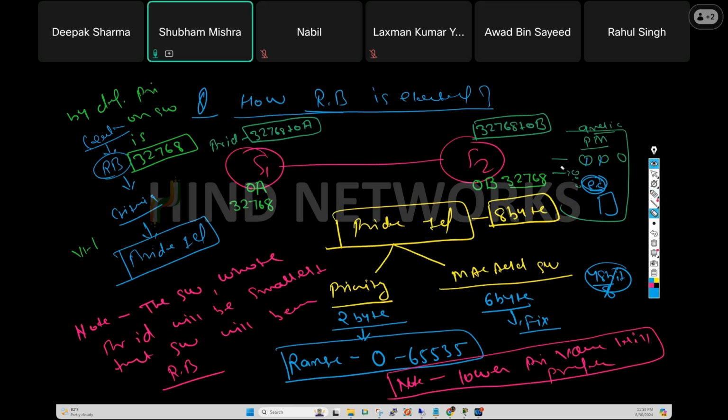Similarly, if there is switch number 1 and switch number 2, switch number 1 already knows its own bridge ID and switch number 2 already knows its own bridge ID. But the problem is still that switch number 1 doesn't know the bridge ID of switch number 2 and switch number 2 doesn't know the bridge ID of switch number 1. Yes or no, everyone?